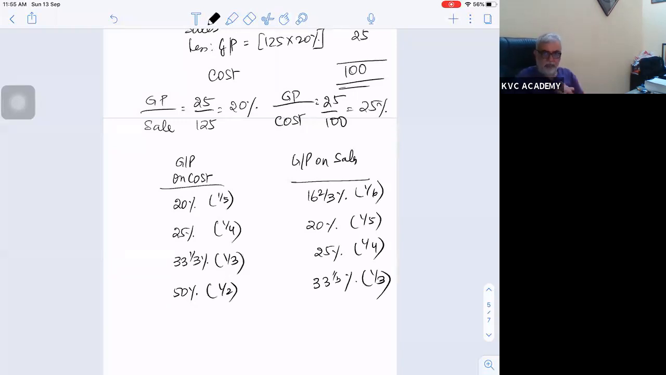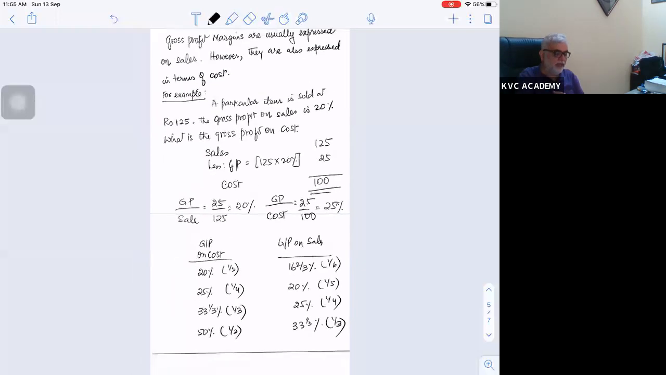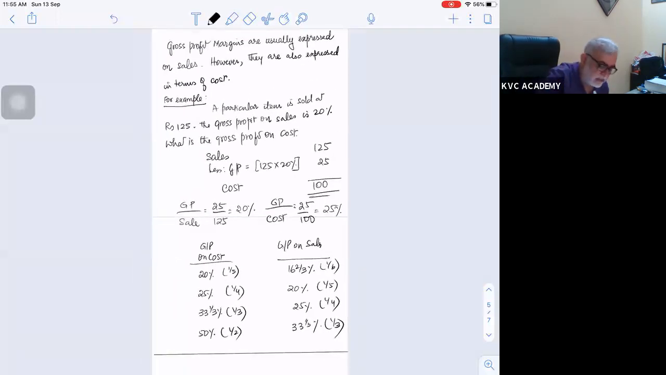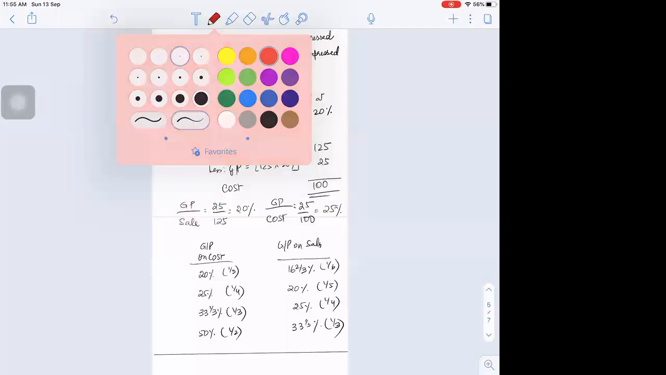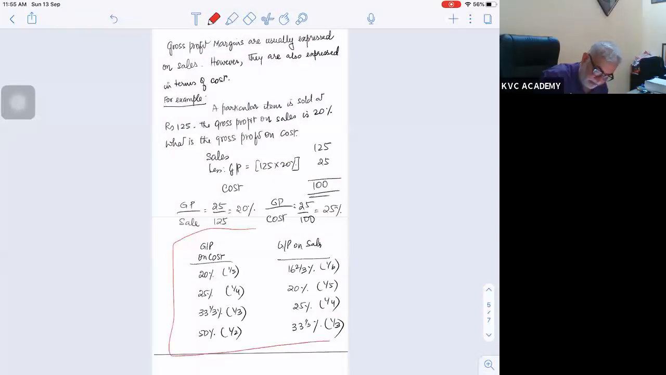Okay, are you following it now? So these formulas you need to know. These expressions you need to know. They are expressions of formulas. Okay, so this is another very important thing that I want you to remember.